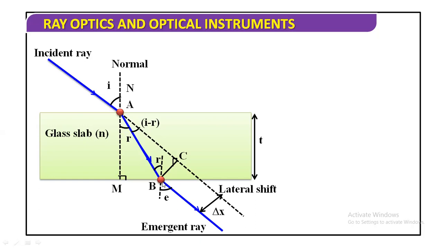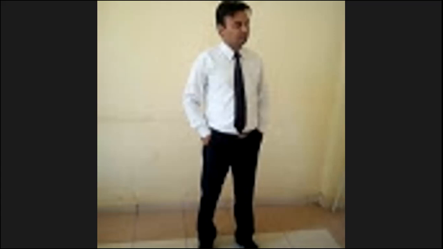Now, light is coming out from the glass slab to the air. So it is going from the denser media to the rarer media. Now it will bend away from the normal. Actually, light should move through this path, but because it is moving from the denser media to the rarer media, it will bend away from the normal, making an angle I at point B, and this angle E is called the angle of emergence.